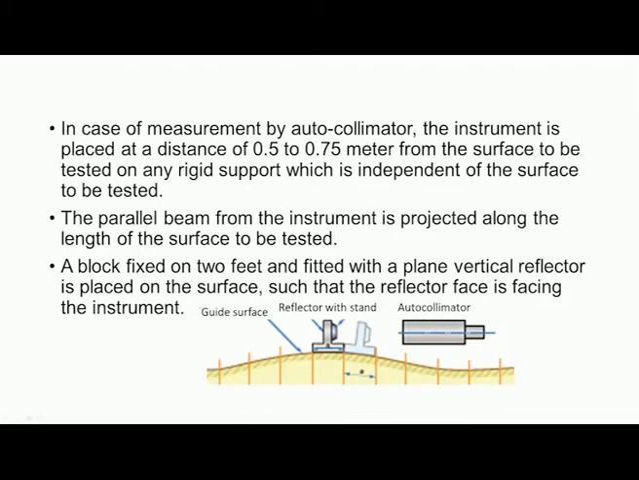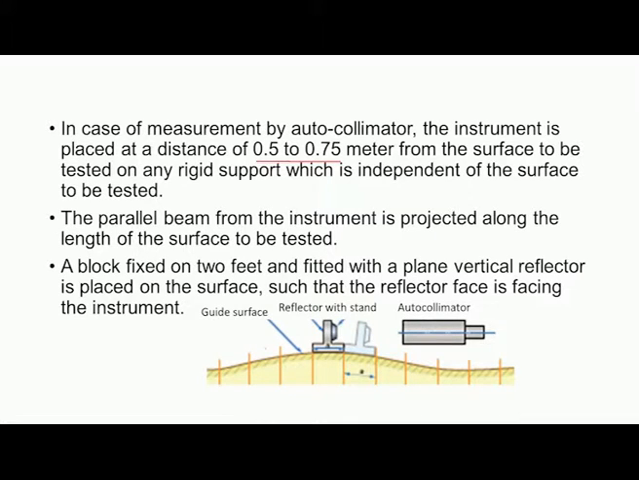Now, whenever we want to take readings, we should keep the autocollimator at some distance, about half meter to 0.75 meter from the surface to be tested, and it is placed on a separate stand. It will not be placed on the surface which is to be tested, and the parallel beam from the instrument is projected along the length of the surface to be tested.